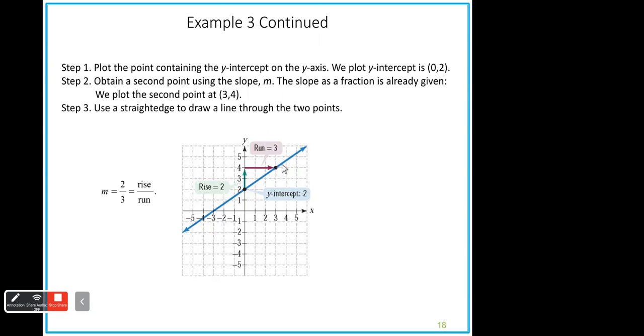And now that we have the second point, we can now use a straight edge and join those 2 points to form the line. Now, depending on how much space you have in your graph, you could continue doing this rise and run several times to get more points. For example, if you wanted to, you could have gone start here again and go up 2, 1, 2, and then 1, 2, 3. And so you get another point. Okay. So if you could get more points, all the better, because it makes your line more accurate.